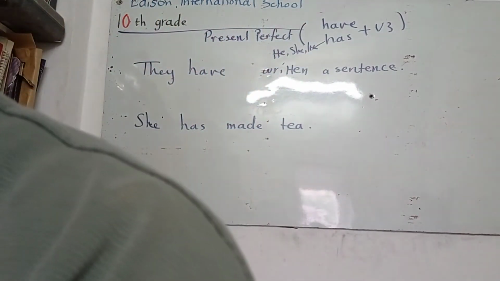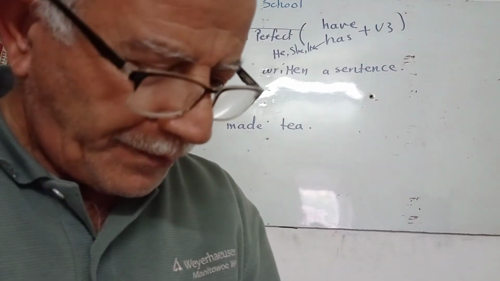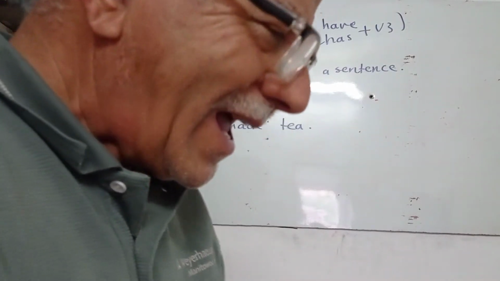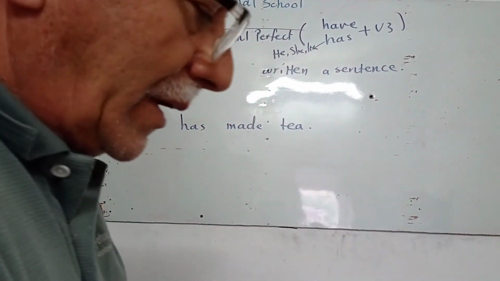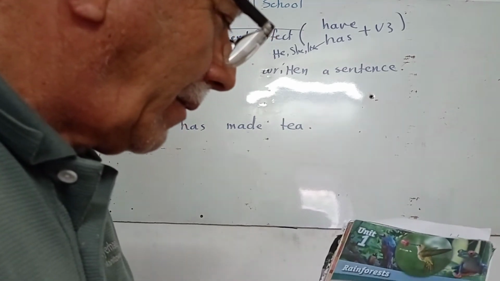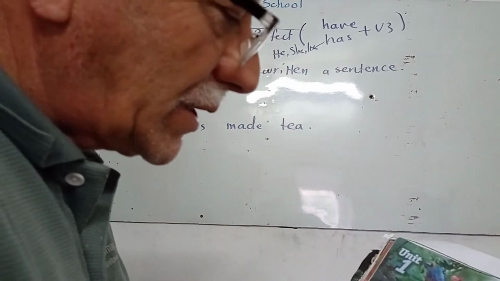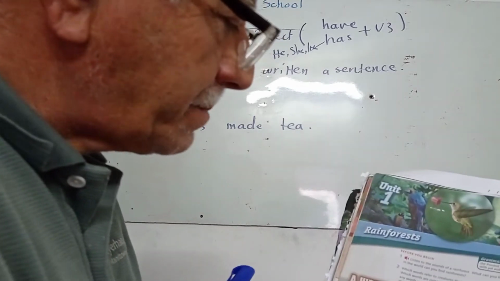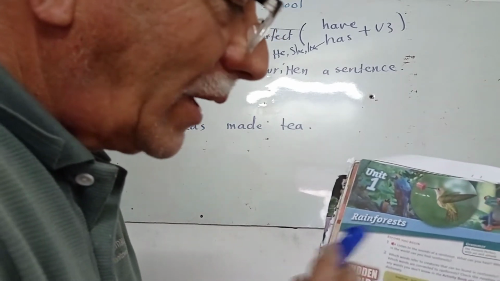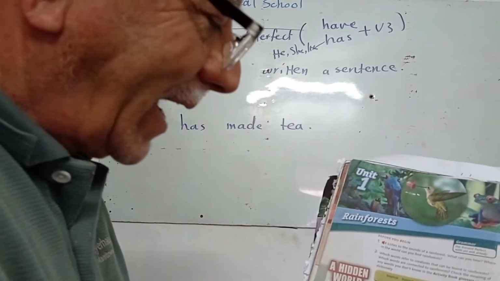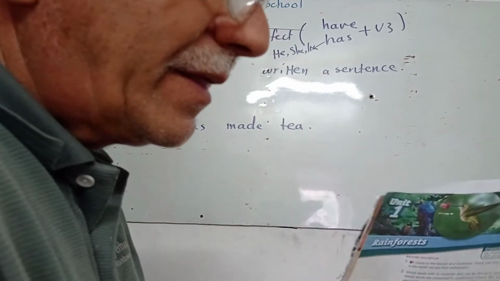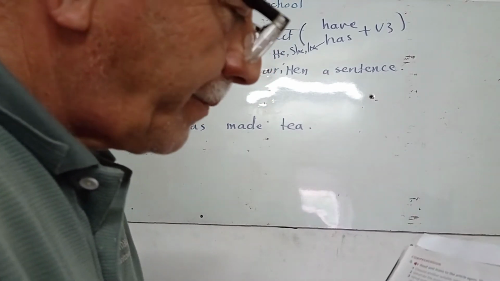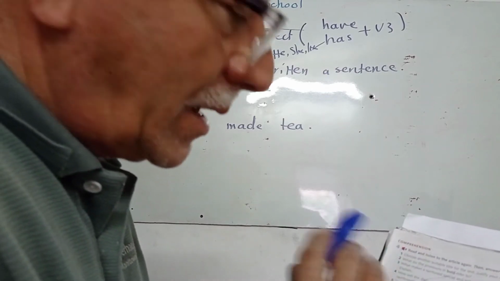Today, inshallah, we will go through what we have done in the previous days. First of all, we have taken Unit 1, Rainforests. We have the vocabulary and their meanings. We have read this passage carefully. Then we have answered the comprehension questions. They are important.